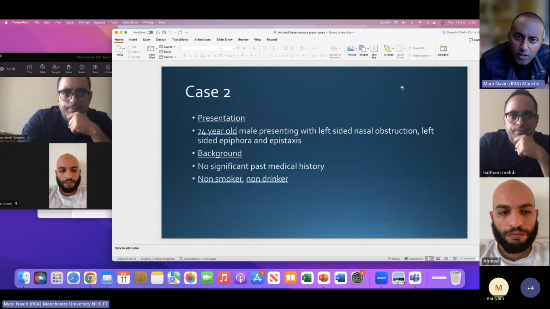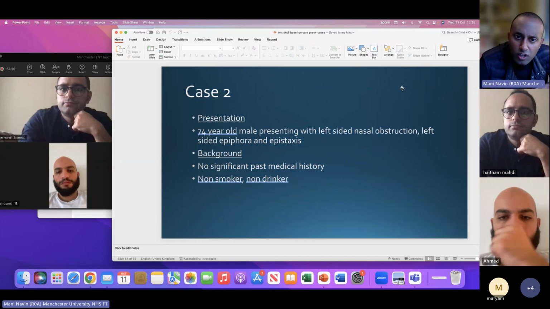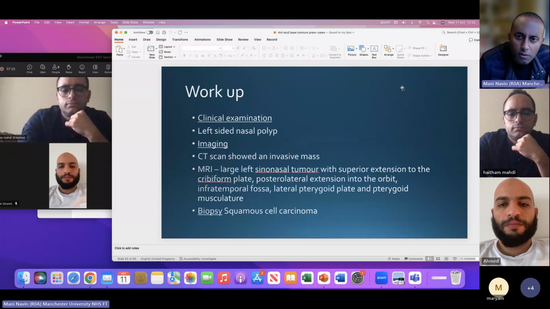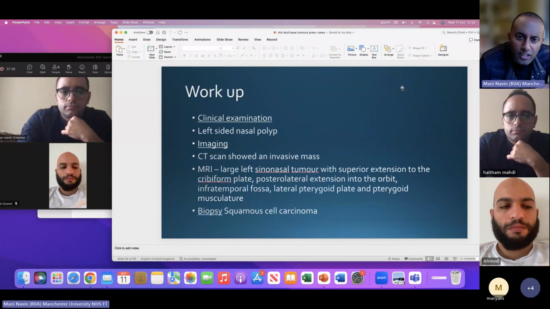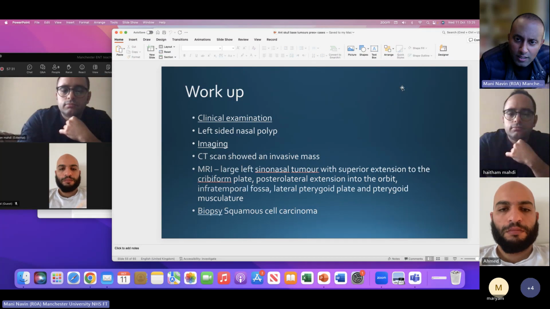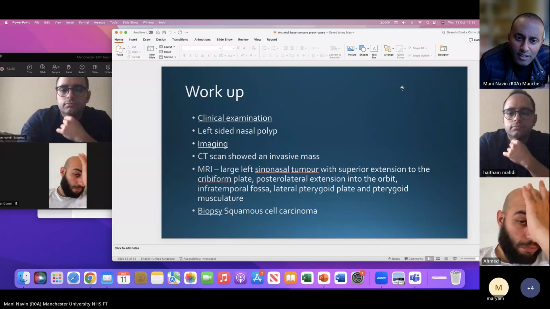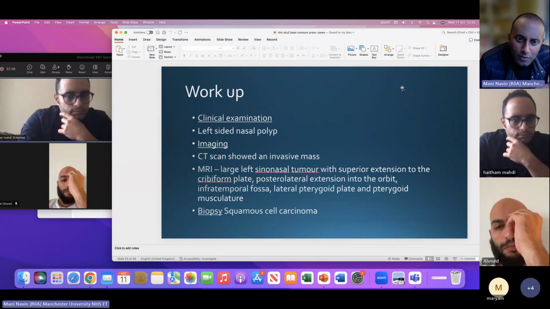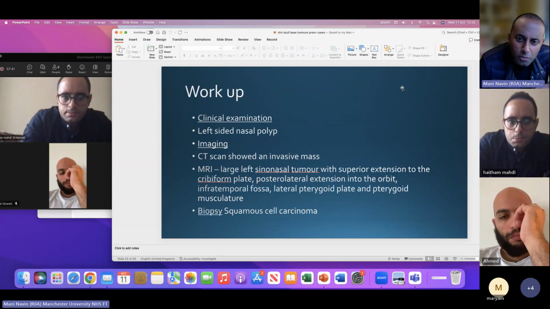Okay, another case. 74-year-old male, left-sided nasal obstruction, epiphora, and epistaxis. So he had a left-sided nasal polyp. MR showed a sinonasal tumor with extension to cribriform plate, orbit, infratemporal fossa, lateral pterygoid plate, and it was an SCC. But it's a very extensive tumor, actually.